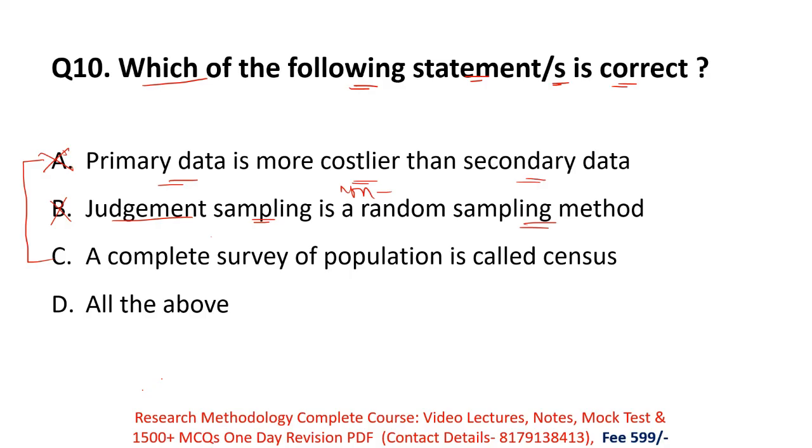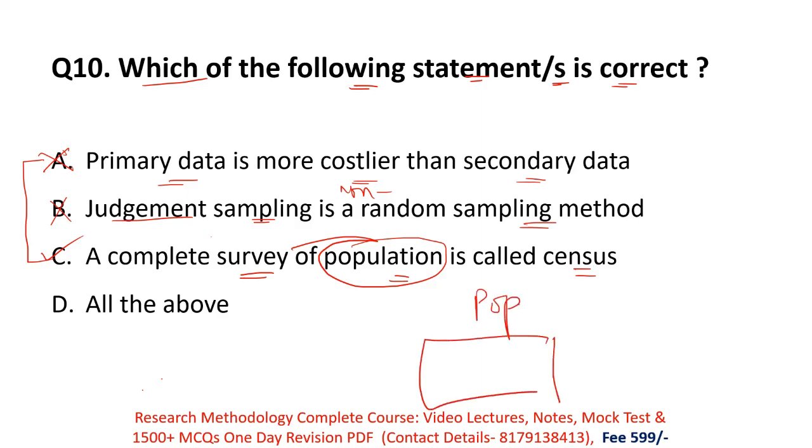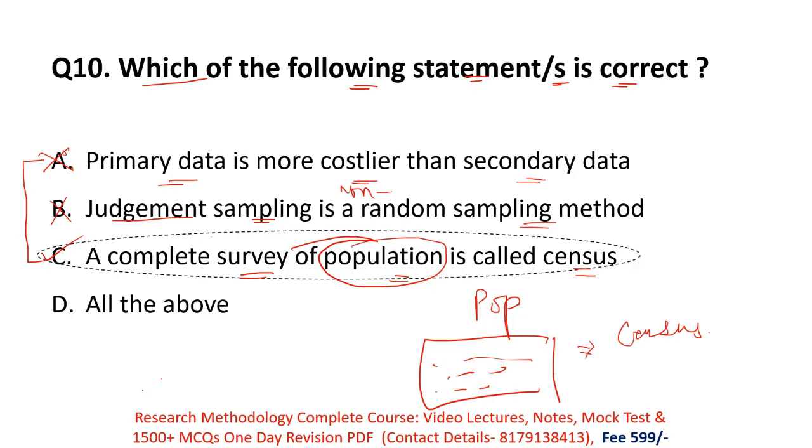Then here option C is a complete survey of a population is called census. Yes, you are doing a complete survey of the whole population. If you are doing your research on your population, performing your survey, distributing questionnaires to your population, and doing research on your whole population, then it is known as census. Okay, remember this very important and correct statement. So for this question, option C here is the right answer.